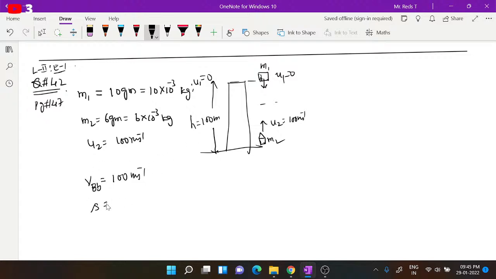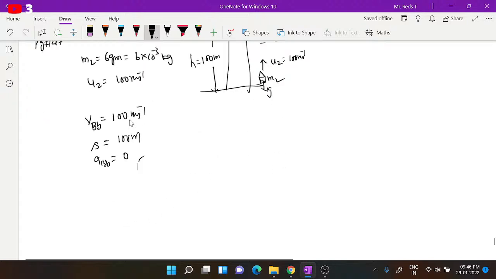Distance between them is 100 meters. Here gravity is acting on the block in the downward direction, and gravity is acting on the bullet also in the downward direction, so both are in the same direction with the same constant gravity. If constant gravity is acting, the acceleration of the block with respect to the bullet will be observed to be 0, because both are in the same direction.